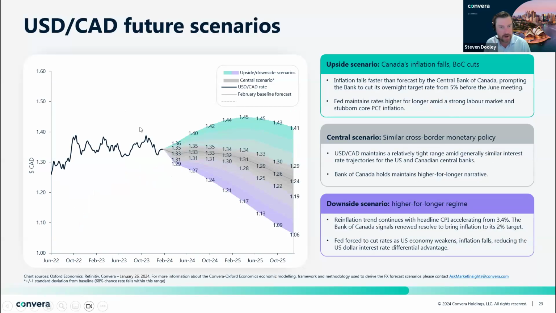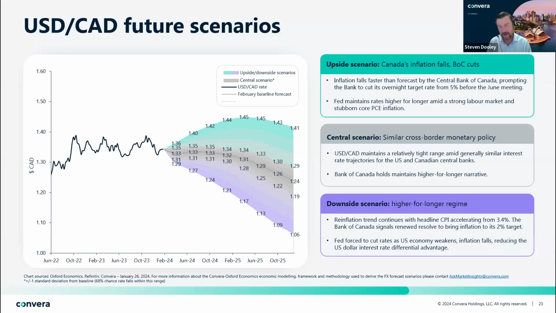And then the US dollar versus the Canadian dollar, expectation that the Canadian dollar can strengthen over the course of this year, with a target down towards sort of 132, 131 by the end of this year, and down as low as sort of 126, 124 by the end of 2025.